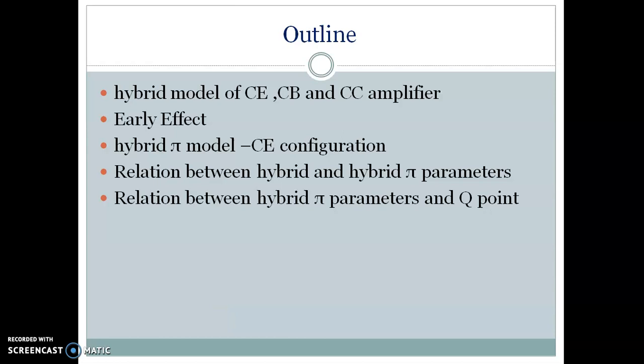The topics we are going to cover in this presentation will be the hybrid model of CE, CB and CC amplifiers, the Early effect. We will see the hybrid model for CE configuration, the relationship between the hybrid and hybrid pi parameters, and the relationship between the hybrid pi parameters and the operating point.